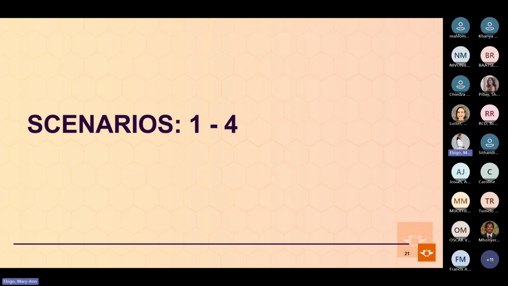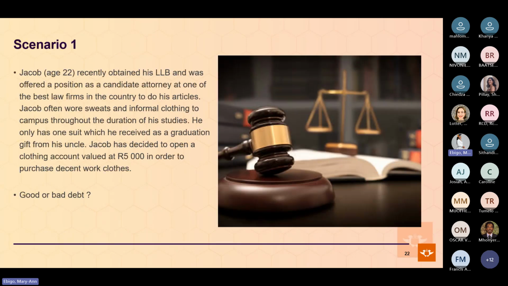To put good and bad debt into practical terms, we'll go through 4 scenarios. If you could just answer in the chat box. Scenario 1 has Jacob, who's age 22, recently obtained his LLB and was offered a position as a candidate attorney at one of the best law firms in the country to do his articles. Jacob often wore sweats and informal clothing to campus throughout his studies. He only has one suit, which he received as a graduation gift from his uncle. Jacob has decided to open a clothing account valued at 5,000 Rand in order to purchase decent work clothes. Would you deem that 5,000 Rand clothing account as good or bad debt?